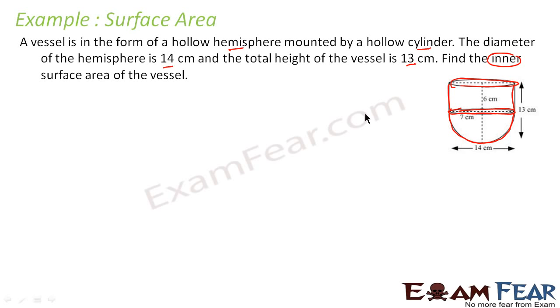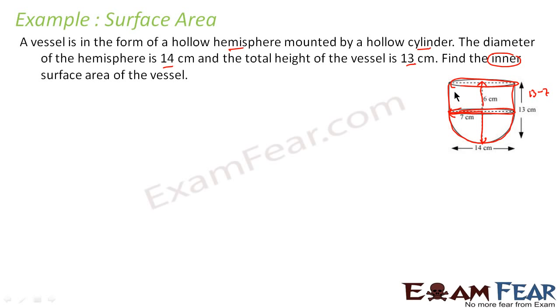The question says the diameter of the hemisphere is 14 centimeters. Diameter is 14, so the radius will be 7 centimeters. The total height of the vessel is 13. So if this is 7, then this will be 13 minus 7, and this is now 6. See what I have done?